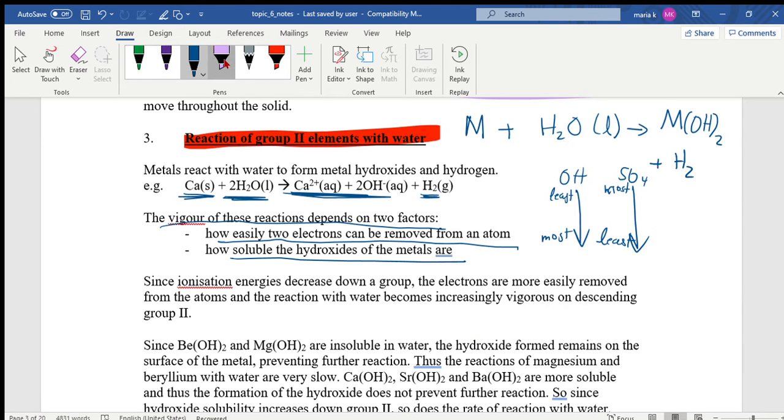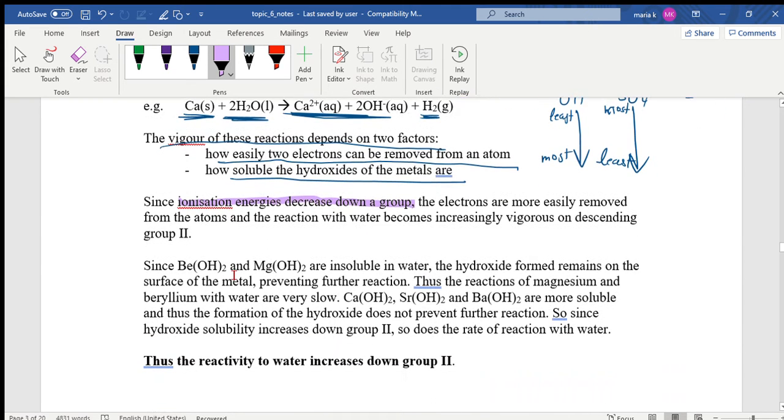Okay, let's carry on. Since ionization energies decrease down a group, we established that because shielding increases, repulsion increases, so it is less able to hold that shared pair of electrons closely to its nucleus, and so that makes the ionization energy decrease. Okay, so that reaction with water becomes more vigorous as you go down the group.